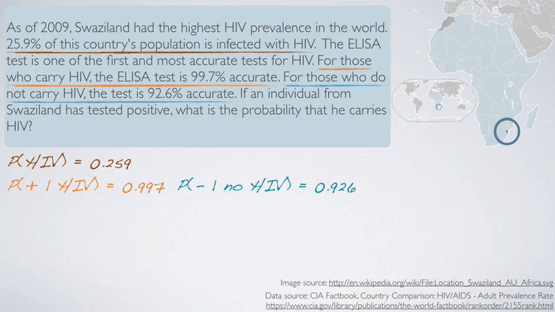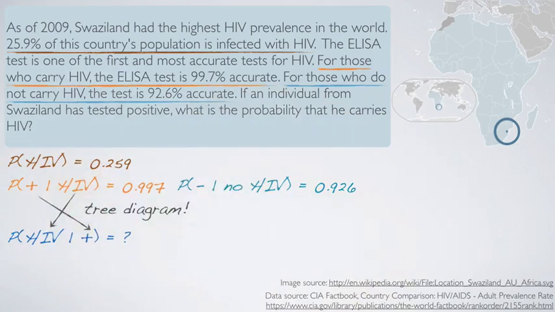The question says, if an individual from Swaziland has tested positive, what is the probability that he carries HIV? So what we know is that the person tested positive. We're looking to see what is the probability that they have HIV. What we can see here is that we have a situation where we're asked for a conditional probability and the condition has been reversed from one of the things that were given. And we should really think about a tree diagram in this case.